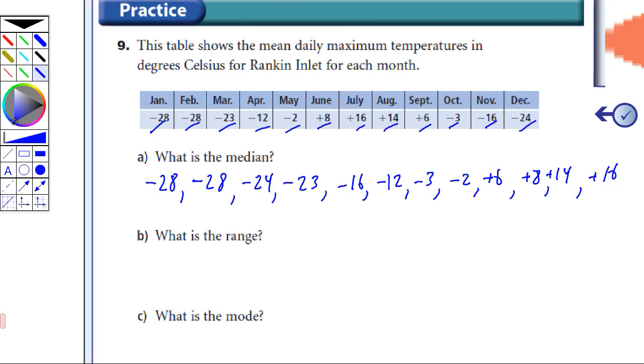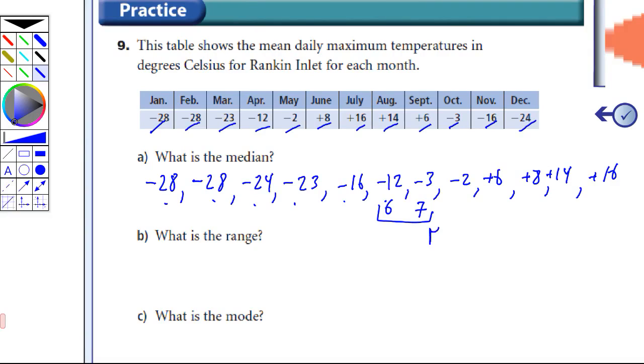So now we've got all of them. We need to find the middle one. So we should have 12 here. So 1, 2, 3, 4, 5, 6. This is our 6th term, and this is our 7th term. So those are our middle terms because we have an even number. We have 12 numbers here. So our 6th and 7th term, the average of those two is going to be our median.